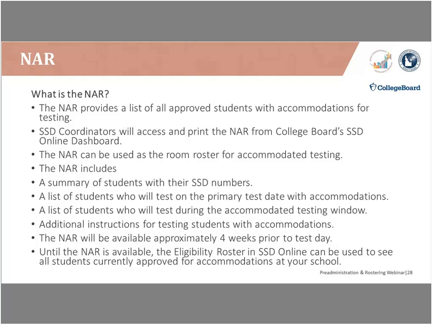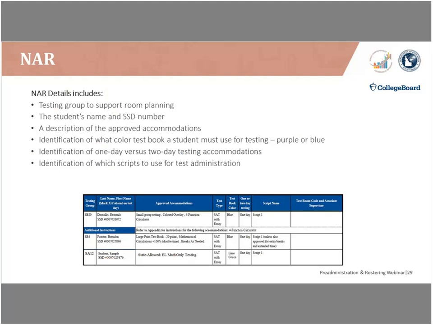additional instructions for testing students with accommodations. It's typically available 4 weeks prior to test day, so as we're recording this webinar, the NAR is available to SSD coordinators immediately. Until the NAR is available, the eligibility roster in SSD Online is kind of your focal point. But again, those NAR rosters are now available, and as students are approved for accommodations, you'll see the NAR quickly populate, and you'll see potentially as those accommodations are approved, your NAR list will grow almost daily.